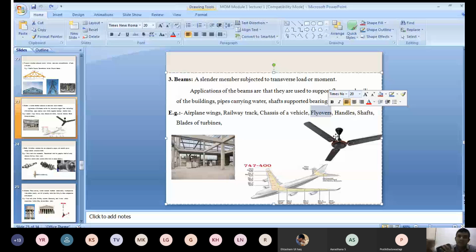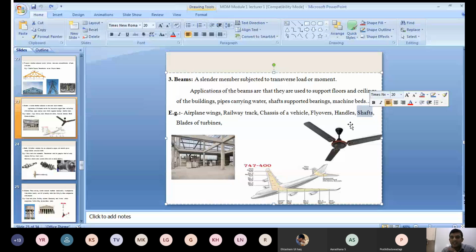And another one is door handles. If you take door handles, that is also a beam. If you take a shaft, any rotating shaft, okay, the railway wheel axle, or the vehicle wheel, the rear wheel or front wheel of 4-wheelers or buses or trucks, the axle itself acts as a beam because the transverse load is acting on that.